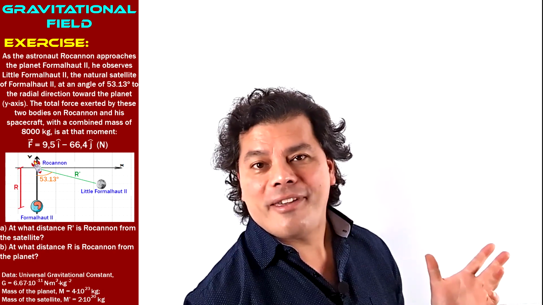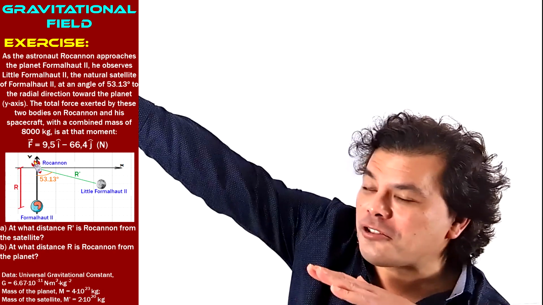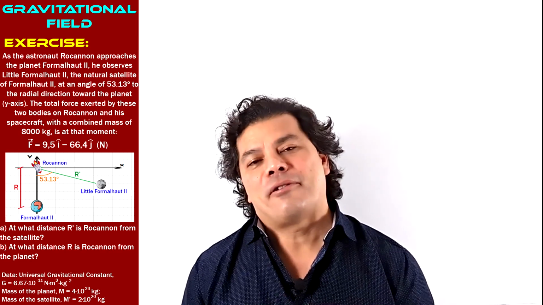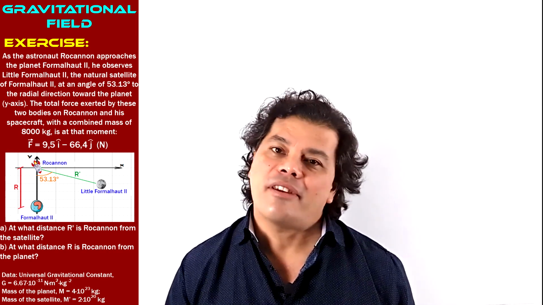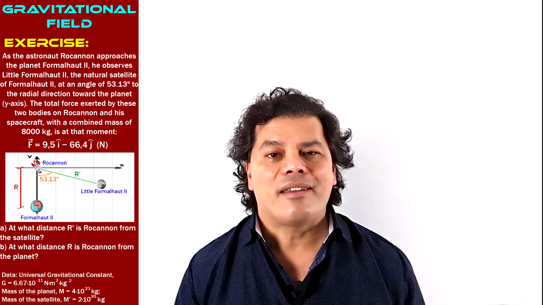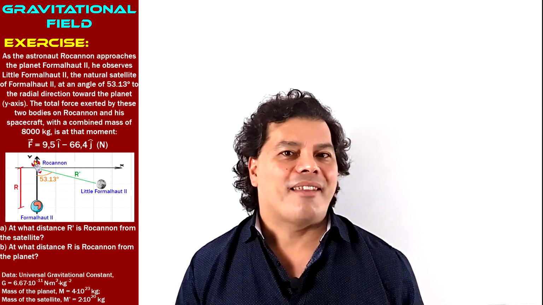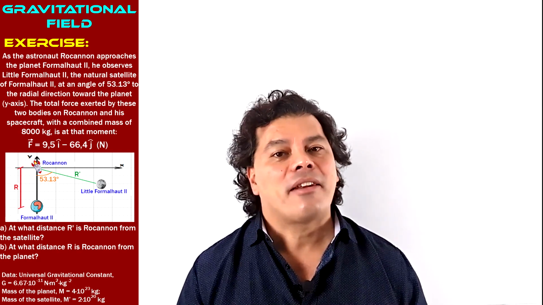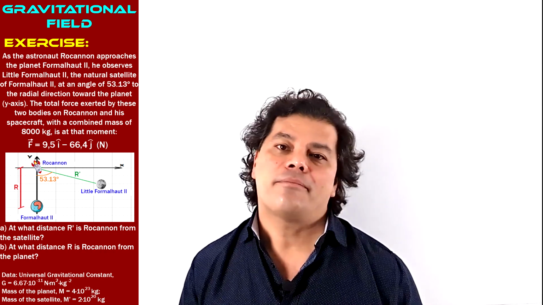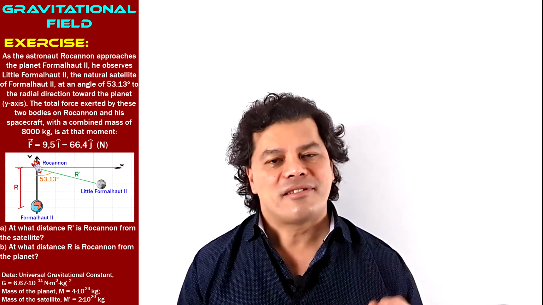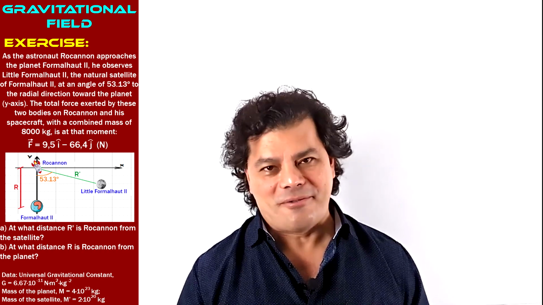Hello! How's it going? Today we're flying through the universe again. Enough of doing small calculations like the ones we did in the previous videos. Today we're diving into the mind of a little astronaut that will navigate planet Formalhaut II in the constellation of Piscis and its little natural satellite, Little Formalhaut II.